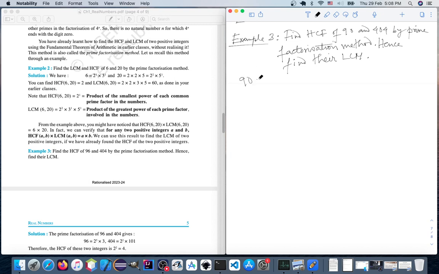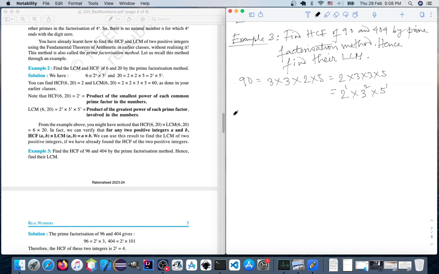So 90 is 9 into 10, that is 3 into 3 into 2 into 5. It's better to arrange the prime factors in ascending order, so we write 2 into 3 into 3 into 5. I hope it is right, 9, 10. Okay. And then we write the powers. We combine the same primes and have the powers. So we have 2 to the power 1 into 3 square into 5 to the power 1.